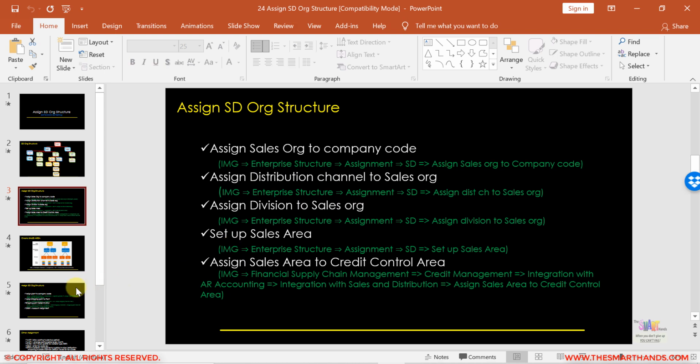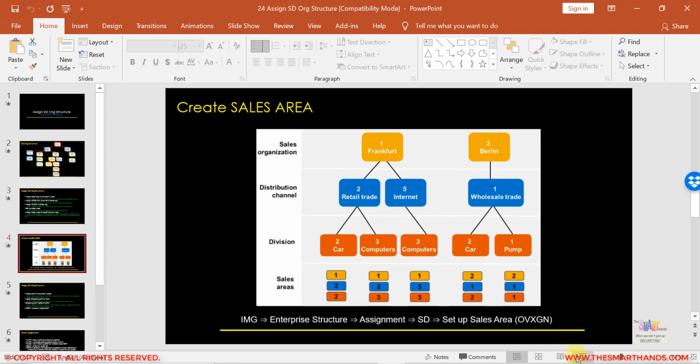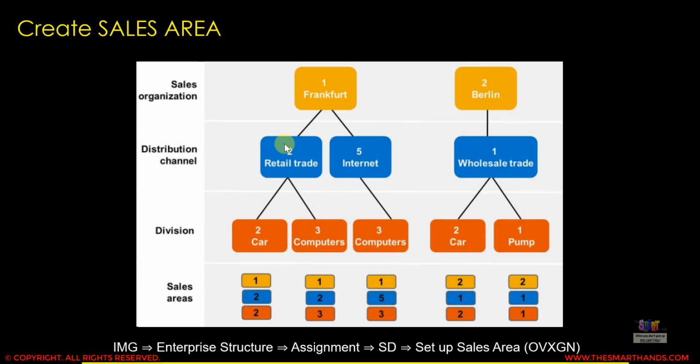Now, what a sales area is, let me show you this picture first, then I will create a sales area. A sales area is a combination of sales organization, distribution channel and division. We can have different combinations that will be allowed. Whatever combination we create will be the only ones allowed in transaction creation.